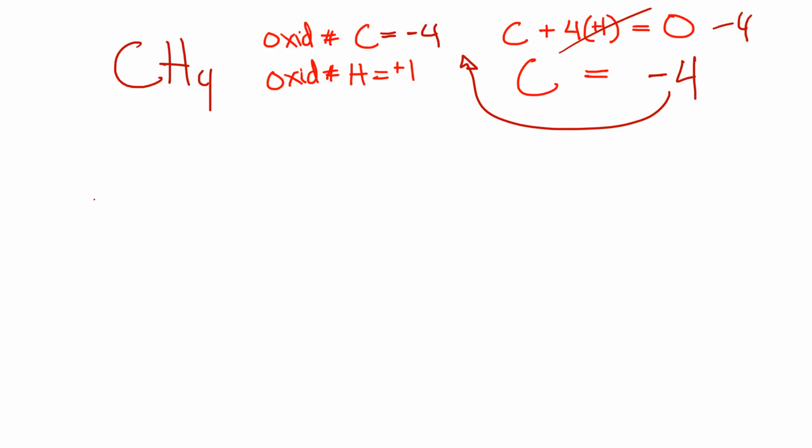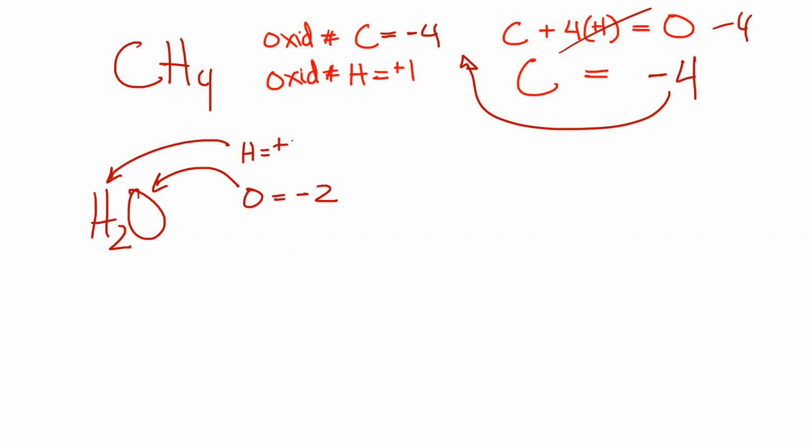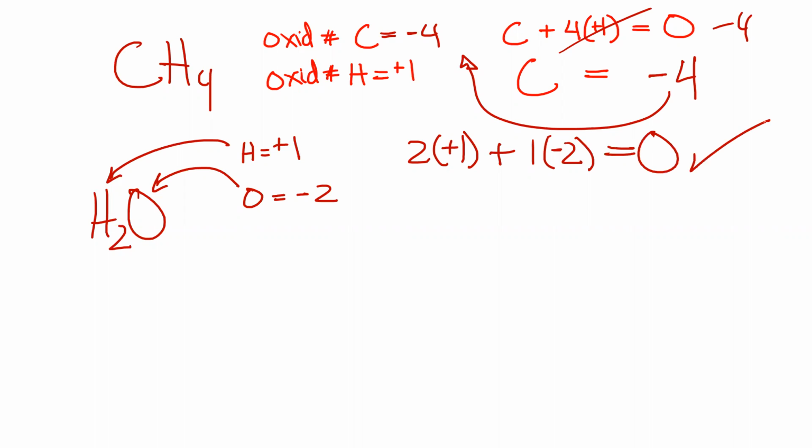Well, what if we had H2O? This is redundant. We know that oxygen is, in general, -2. We know that hydrogen is equal to +1. That math works out perfectly. Hydrogen, 2 times +1 plus 1 times -2 is equal to 0. That's a compound. It works out perfectly. These will always work out perfectly.